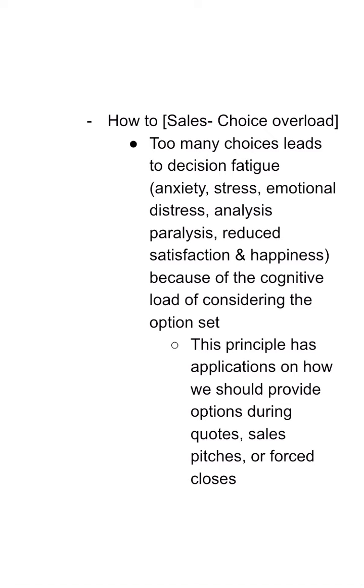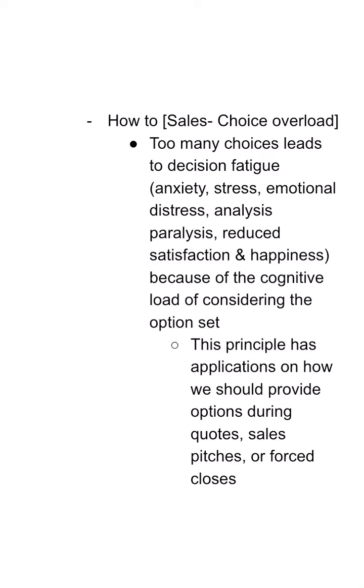If you go to Trader Joe's, they're going to give you a couple options that are really good quality. If you go to Walmart, you're going to be flooded with too many options, and oftentimes that presentation of those options can contribute to choice overload. So choice overload simply is too many choices leading to decision fatigue.